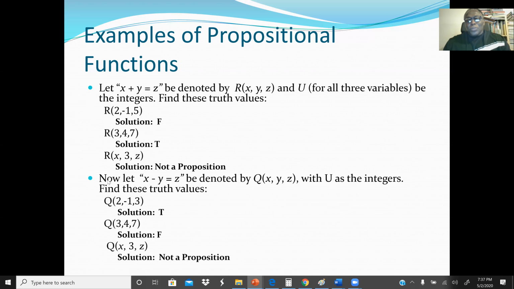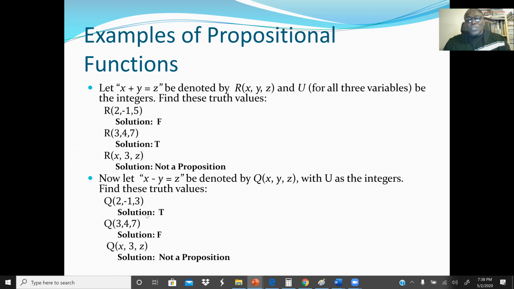Now we have another example. Let x minus y equal z. We denote this by the predicate Q(x, y, z). So the x value comes first, y second, and z third, with the universal set being the integers, so they can be positive, negative, or zero.